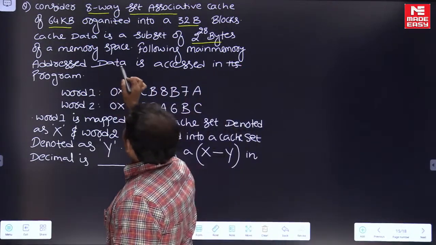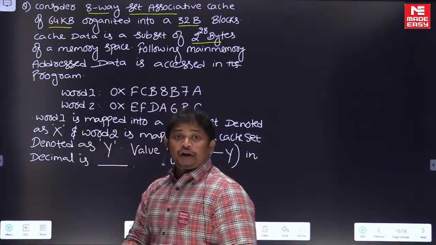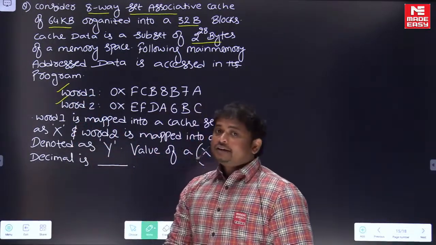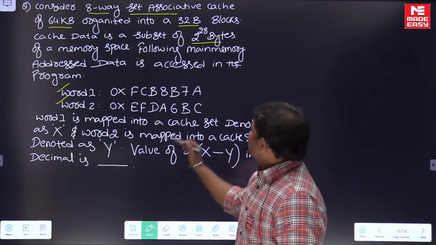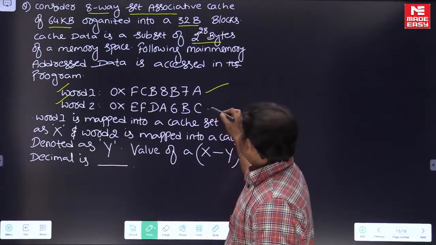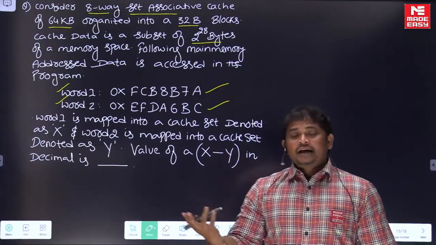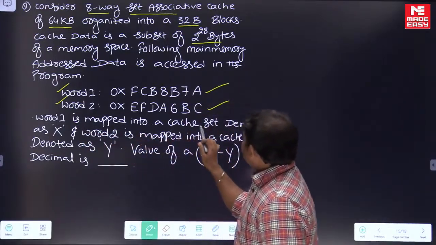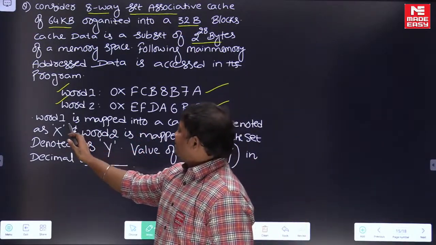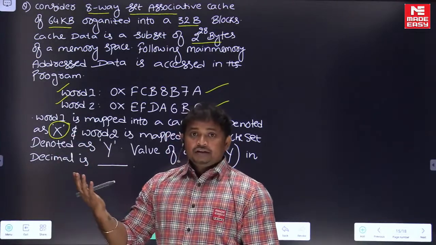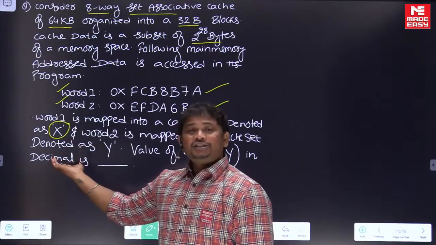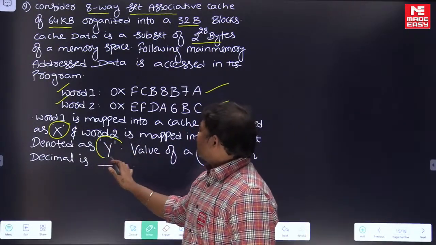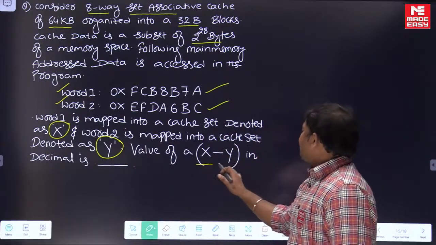The following main memory addressed data is accessed in the program. 2 words are accessed. Word 1 address is this, word 2 address is this. Word 1 is mapped into a cache set denoted as X. Second word is mapped into a cache set denoted as Y. What is the value of X minus Y?